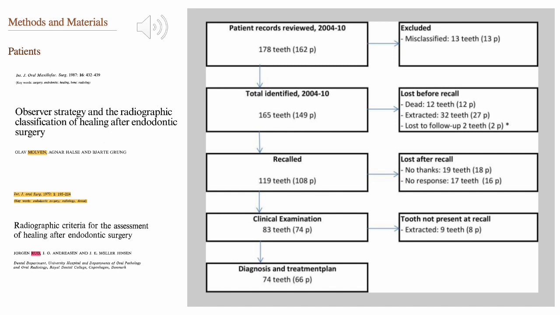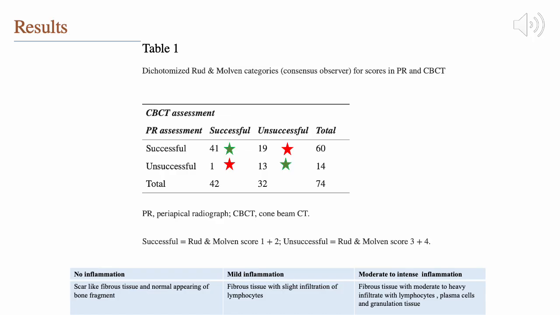The periapical area in question was scored separately by the criteria proposed by Rud and Molven: 1. Complete healing, 2. Incomplete healing, 3. Uncertain healing, and 4. Unsatisfactory healing. These classifications, as we can see in Table 1, were dichotomized into successful healing for score 1 and 2, and unsuccessful healing for score 3 and 4.